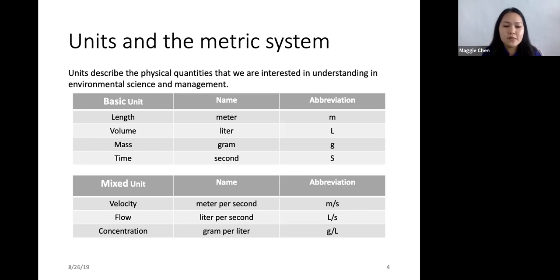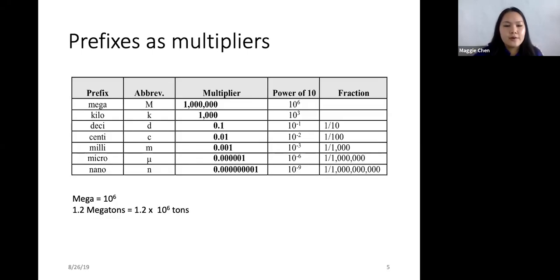So we can also have mixed units like velocity, flow, and concentration. So as an example, for velocity, we can have meters per second, and we would write that as lowercase m/s. So these are some of the different units that we could see. But now if we were going over prefixes, there are also different types of prefixes that we can indicate in our final answer. And we know that some of them are mega, kilo, deci, centi, milli, micro, and nano.